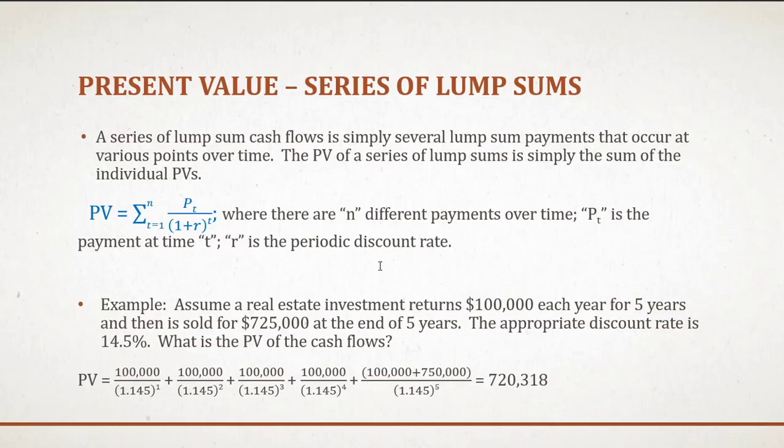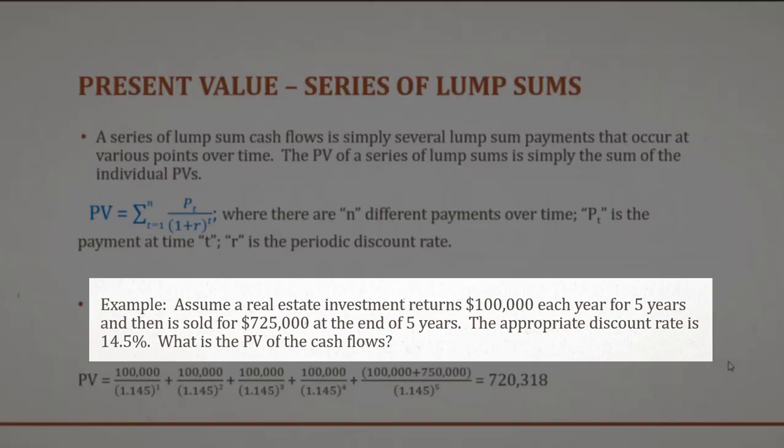Now it turns out that there's a better function to use, the NPV function. We're going to talk about that in a few minutes, but let me just show you, for example, how we would do this thing at the bottom. We've got a real estate asset that's going to give us $100,000 at the end of each year for 5 years, and then we're selling it for $725,000 at the end of the 5th year. So we've got a discount rate of 14.5%. What is the present value of those cash flows?